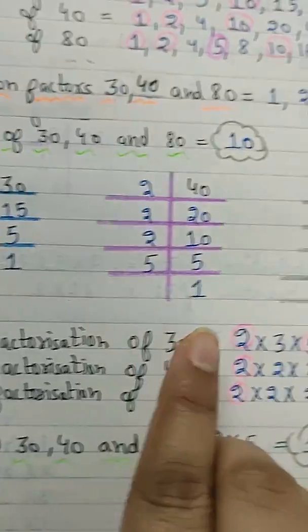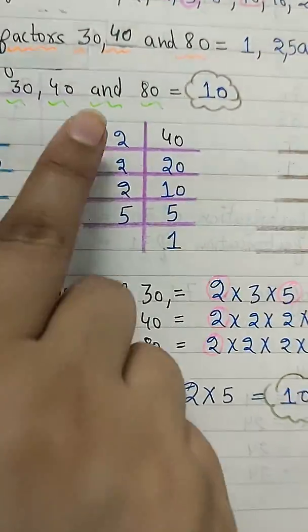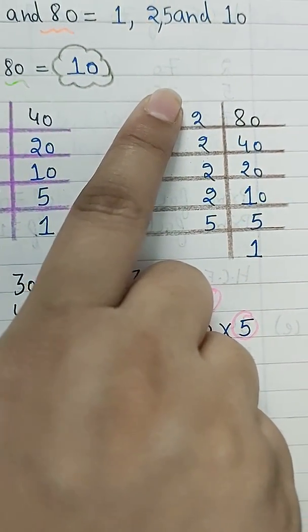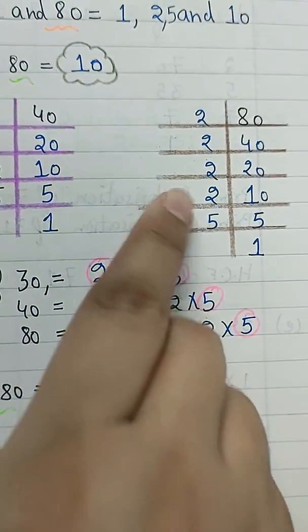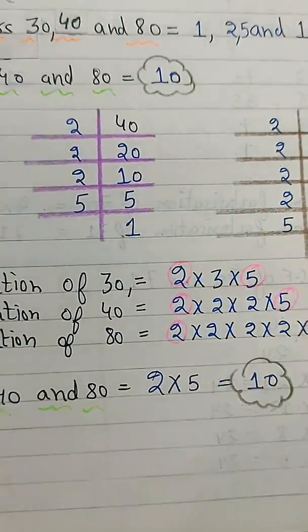So we have written the prime factorization of 30, that is 2 into 3 into 5, prime factorization of 40, 2 into 2 into 2 into 5, then prime factorization of 80, that is 2 into 2 into 2 into 2 into 5. Okay, so now we have to find out the common factors, common numbers.